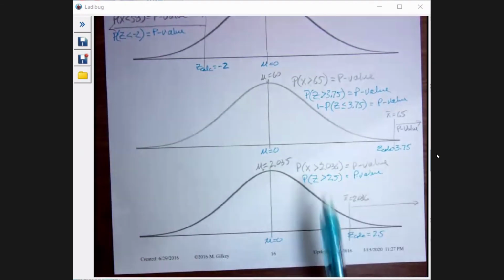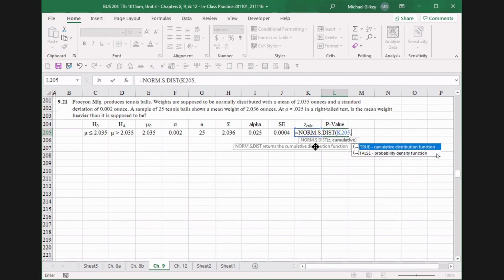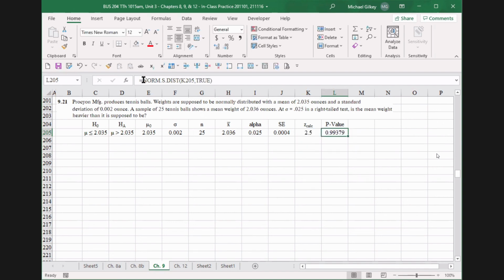Can I do greater than? No. So how do I do it? The complement. Take the complement. Okay, so we'll do exactly like we did before. And I always do this in multiple steps. I'm always going to compute the area to the left first. Okay, and then I'm going to take the complement. And there's our p-value. And so do I reject?